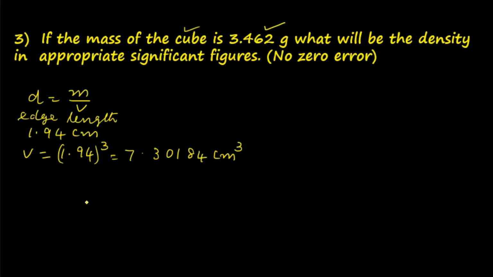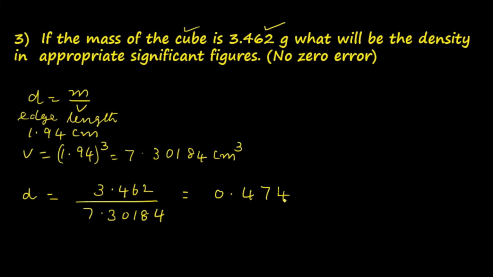So substituting these values, density D is equal to 3.462 divided by 7.30184. We can use a calculator and the value that you get is 0.474127069. So this is the density that you get. Here it is gram, here it is centimeter cube.